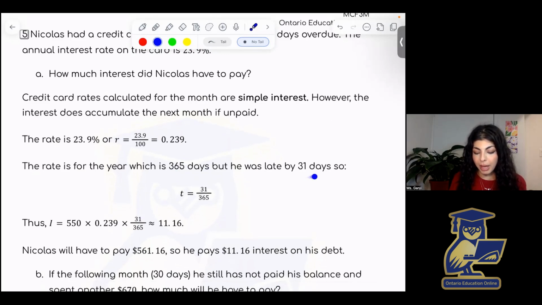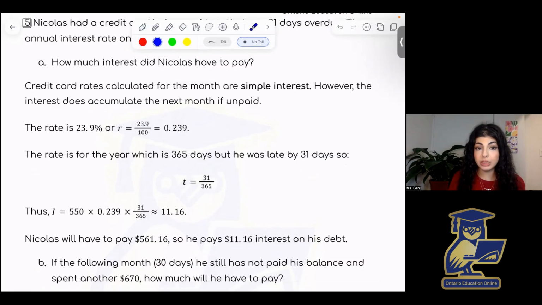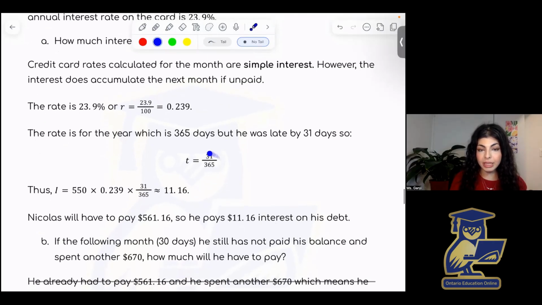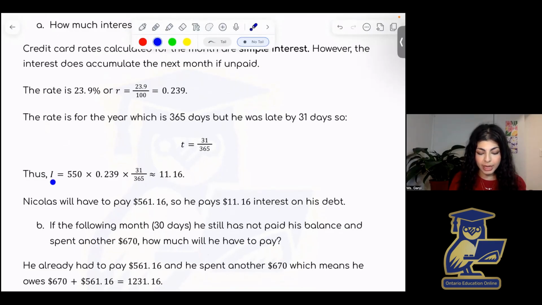So because he was late by 31 days, we have to consider what portion of that he was late for. So 31 days over 365 days. And again, I'm keeping this as a fraction to use in my formula. So the interest is going to be the $550 times the interest times the amount of time, which in this case is 31 days of the 365.